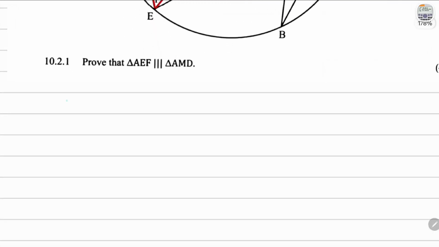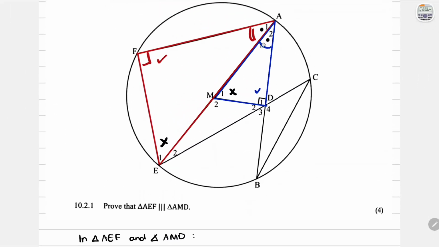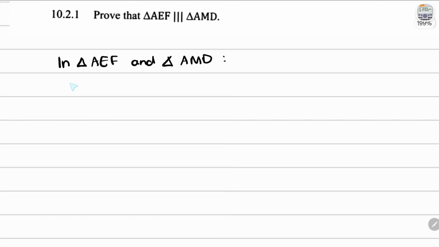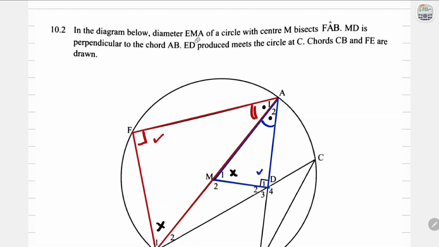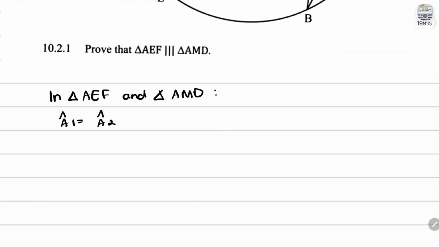So let's go ahead and name the triangles. In triangle, and they already named it for us, AEF and triangle AMD, this is what we have. We first of all were told these two are equal. Well, we're not told, but we know they're equal. So angle A1 is equal to angle A2, and that's because EMA bisects FAB. When it bisects, it cuts it in half into two equal parts.